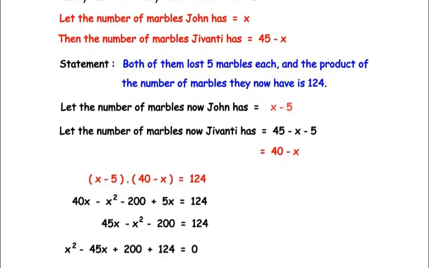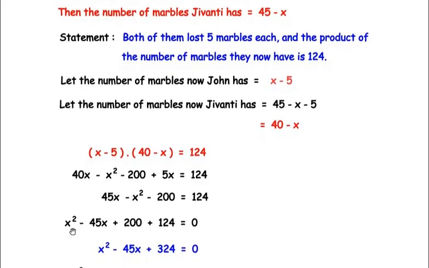Now in the next step we are going to take the left hand side terms to the right hand side, because here we had x square as a negative term, so we are trying to get it as a positive term. Taking negative x square to the right hand side, we get positive x square, positive 45x on the other side becomes negative 45x, negative 200 becomes positive 200, and 124 remains the same, equal to 0. Now simplifying this, we get x square minus 45x. Now 200 plus 124 gives us 324, is equal to 0.